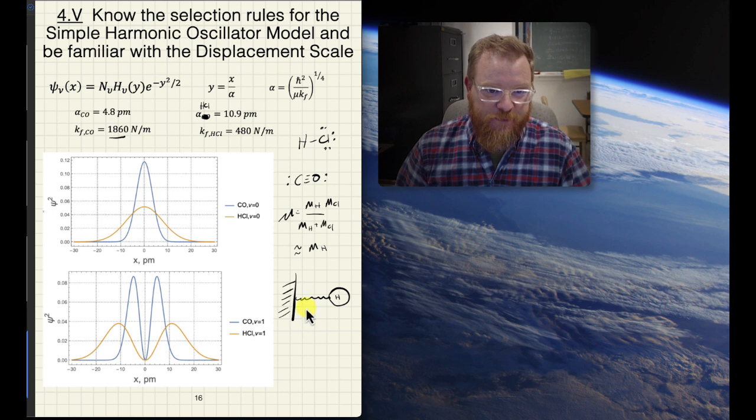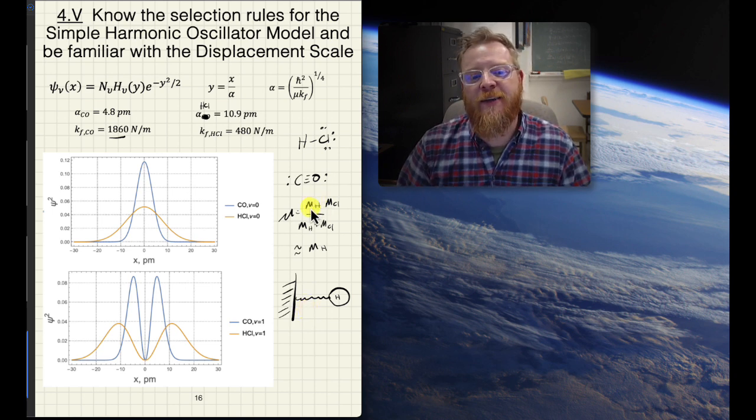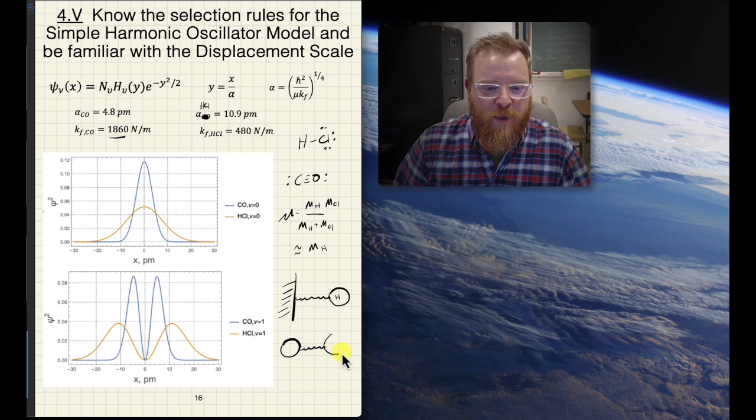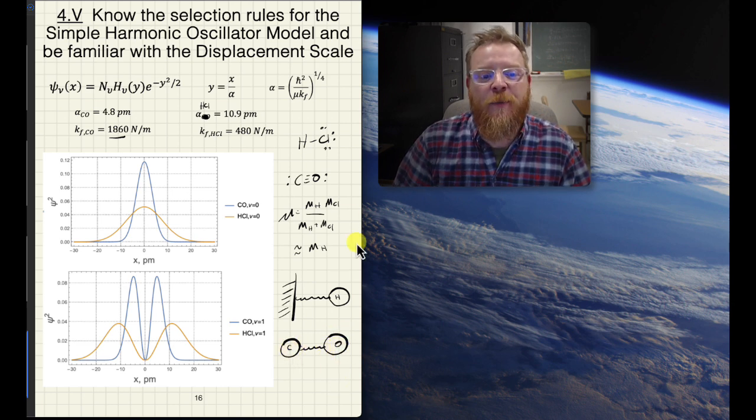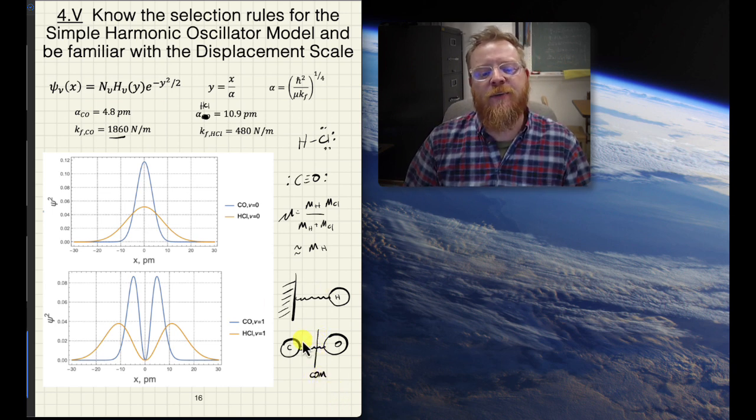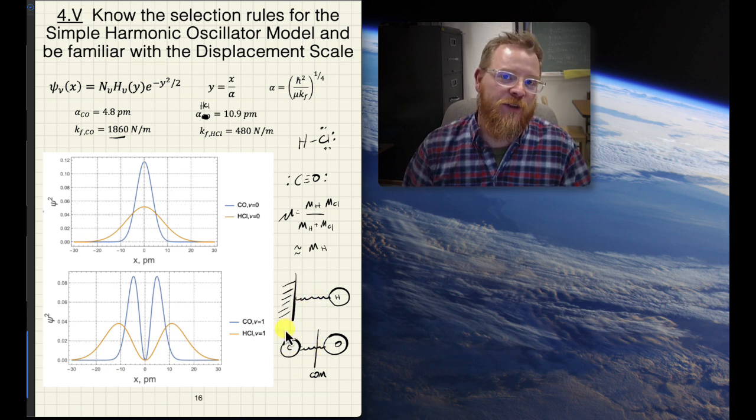Carbon monoxide, on the other hand, is a little bit more complicated given that their masses are much closer to each other, and carbon monoxide follows this two masses on a spring picture much better, where we've got a carbon here and an oxygen here, and because the masses of those are very similar, we'll see a center of mass that is somewhat closer to the oxygen, but we can't draw this in the same simple harmonic oscillator picture that we did with HCl.